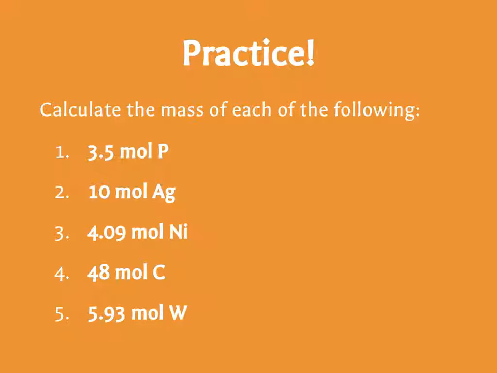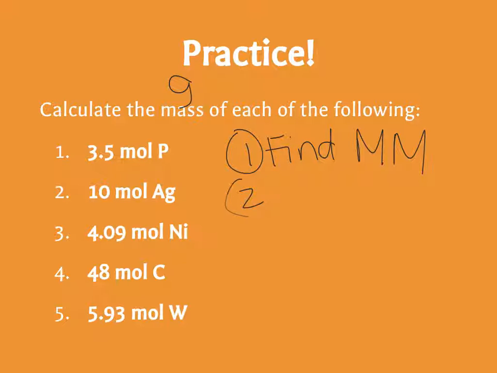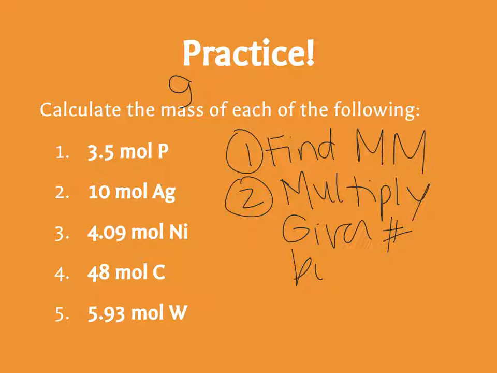So let's do these practice problems. Calculate the mass, so the number of grams, of each of the following. So what you'll need to do is step number 1, find the molar mass, which I'm going to abbreviate MM. Find the molar mass, and 2, multiply the number given by the molar mass. And if you're confused as to why you multiply, set it up so that you can see that the units cancel.